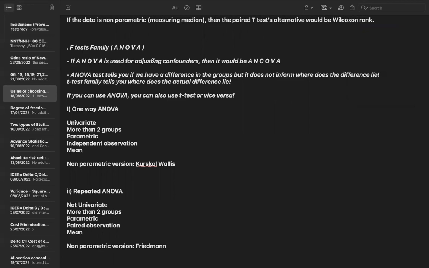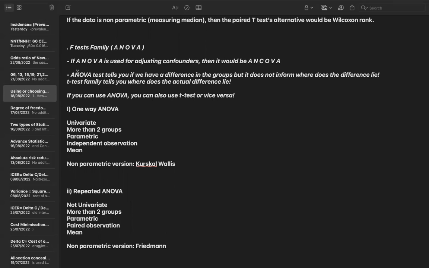This is just additional information. Now, ANOVA is also known as the F-test family, and the t-test is the other family. The ANOVA test tells you if we have a difference in the groups, but it does not inform where the difference is actually present. That is why we have the t-test family, because it tells you where the actual difference lies. So if you are using ANOVA, you can use t-test and vice versa.